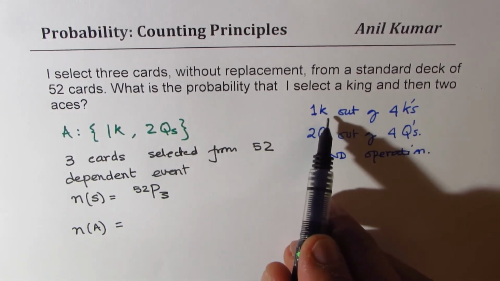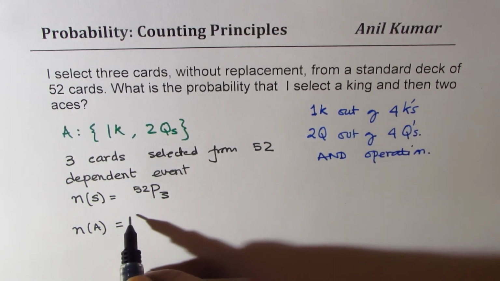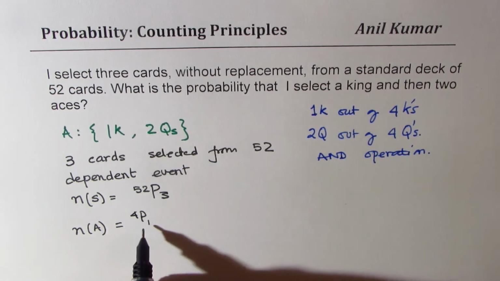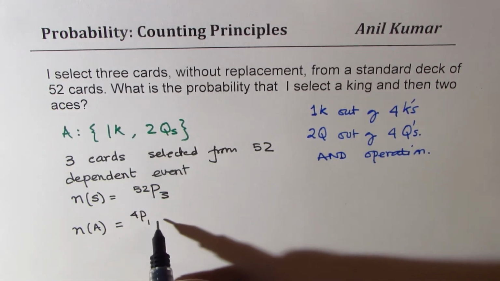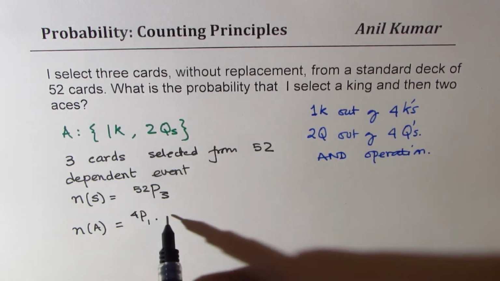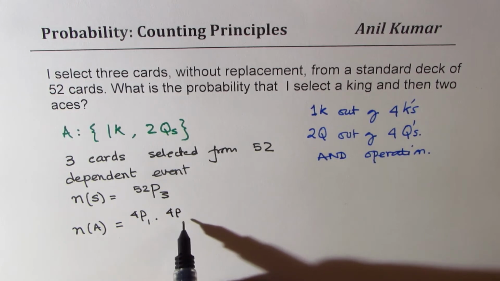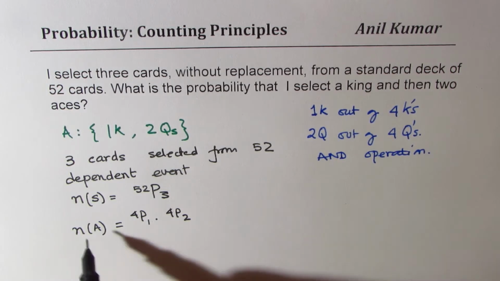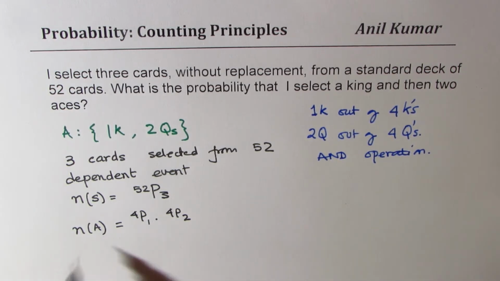So selecting 1 king out of 4 means from 4 we select 1 king. So that is the number of ways for king. And for queen, from 4, we need to select 2, right? So those many permutations are possible. So the favorable will be the product of these 2. Now we can easily write down the probability for event A.